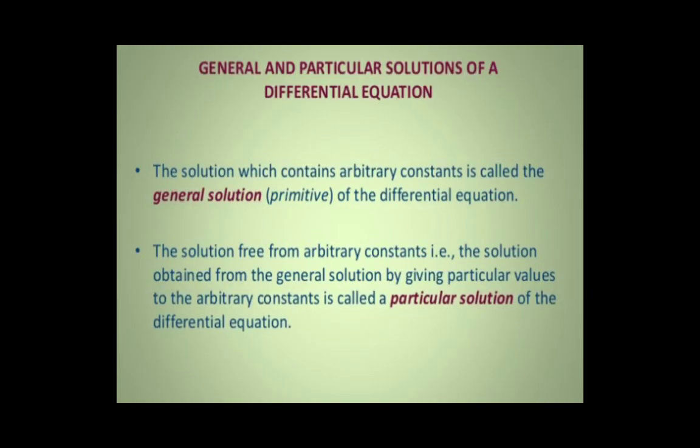Then there are two types of solution, general and particular solutions of a differential equation. The solution which contains arbitrary constants is called the general solution. Then the solution free from arbitrary constants, that is, the solution obtained from the general solution by giving particular values to the arbitrary constants, is called a particular solution of the differential equation.